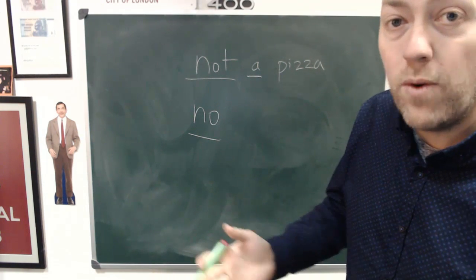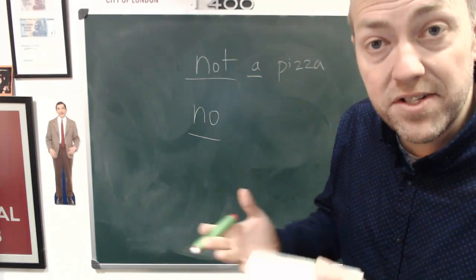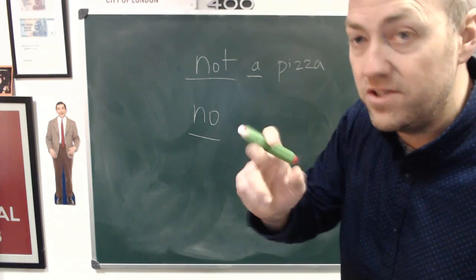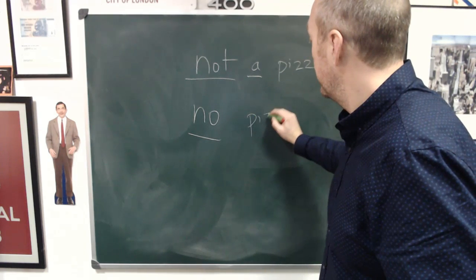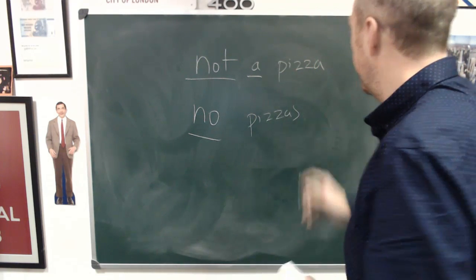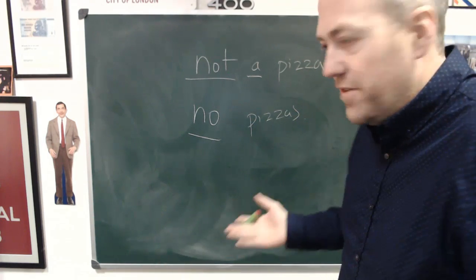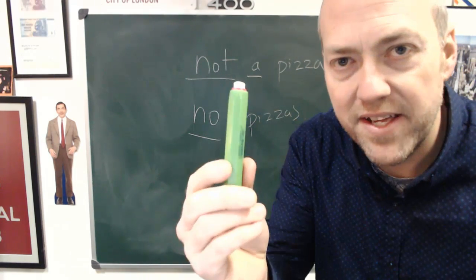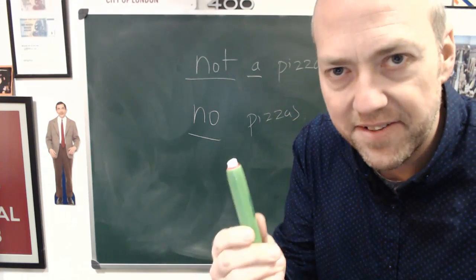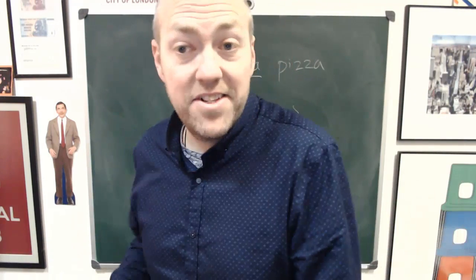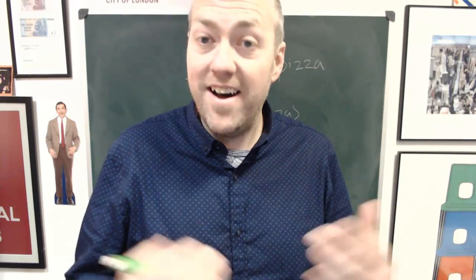But if you have no article, then you have to decide, are you making a negative, or are you saying there's not any? For example, no pizzas. I have no pizzas. But this is not a pizza. Hopefully that answers your question. I hope that explains the difference for you.